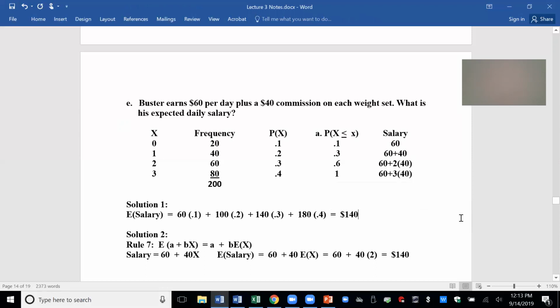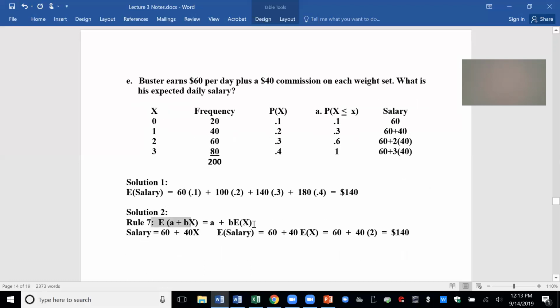That's the long way of doing it. There is a shortcut. If we look here at our values for salary, each one of these we added 40 bucks, right? To go from here to here, I added 40, from here to here, I added another 40, from here to here, I added another 40. So what happened is I started with my original random variable. I gave you 60 bucks, and then I multiplied each X times 40. That is referred to as a linear transformation, and that's what Rule 7 is talking about.